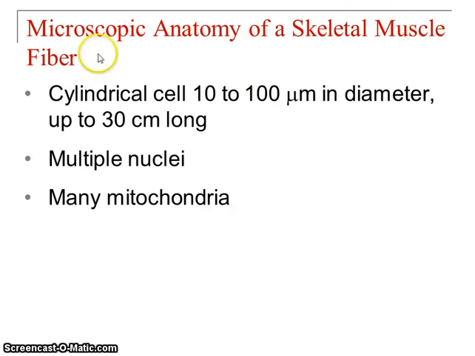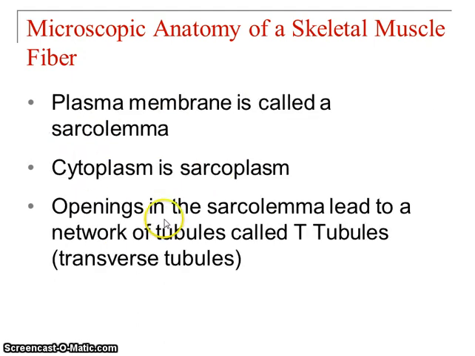Okay. So skeletal muscle cells are also called skeletal muscle fibers. They're these long cells that go the whole length of the muscle. Lots of nuclei, lots of mitochondria. Plasma membrane, sarcolemma. Plasma, lemma. Sarco has to do with muscle. And so the cytoplasm is sarcoplasm.